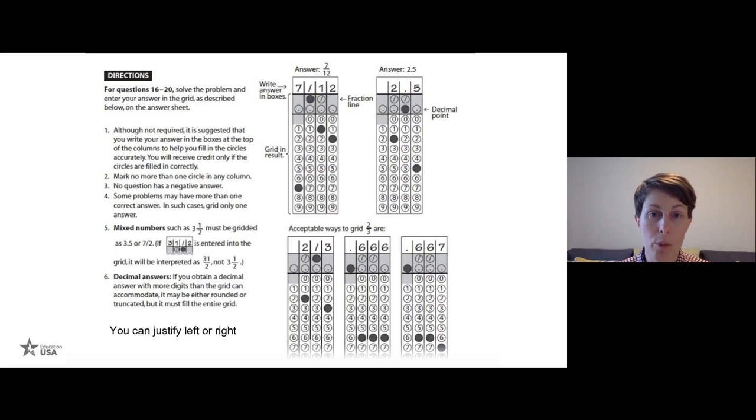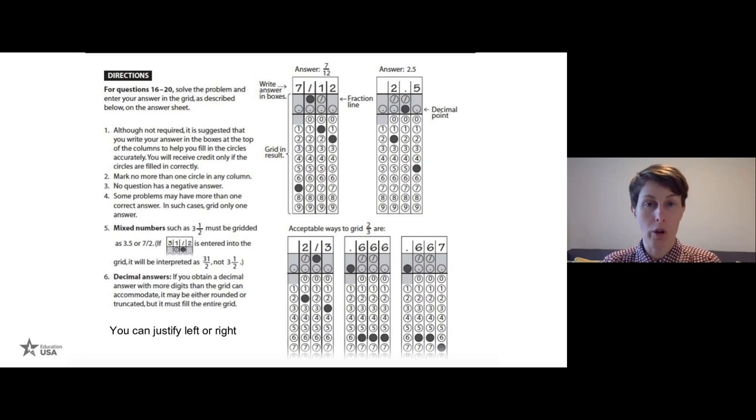That's not the most important part. If you're running low on time, bubble. Don't waste time writing down the numbers. But if you have time, it's good to write them down to make sure that you're bubbling correctly. Mark no more than one circle in any column. That's pretty logical. No question has a negative answer. That's another parameter to realize: when you're dealing with these grid-in problems, there are no negative answers.